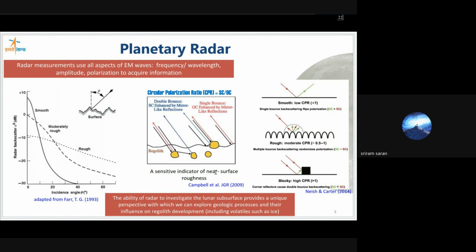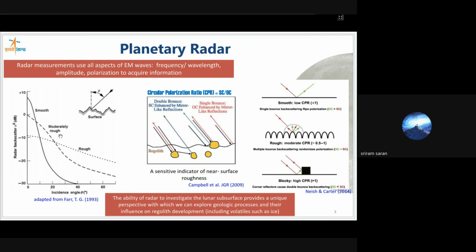Typically radar measurements use all aspects of the electromagnetic waves, including the frequency, the amplitude, and the polarization of the received waves to understand the target surface. The cartoon on the left is a very classic figure which shows the effect of radar geometry while studying the surfaces. You can see the radar incidence angle.